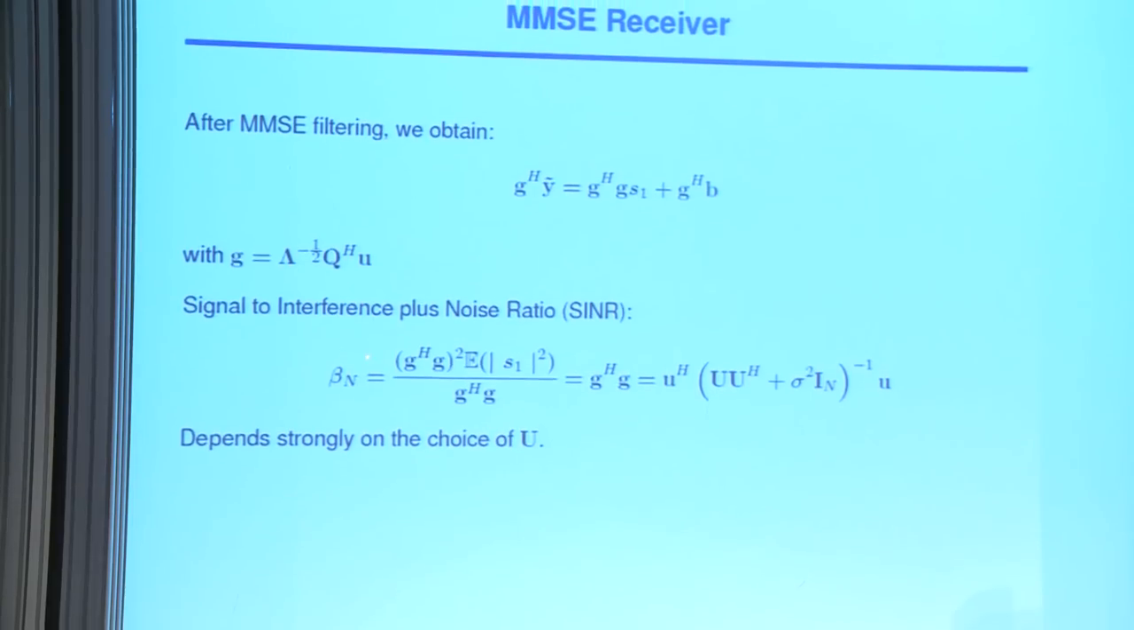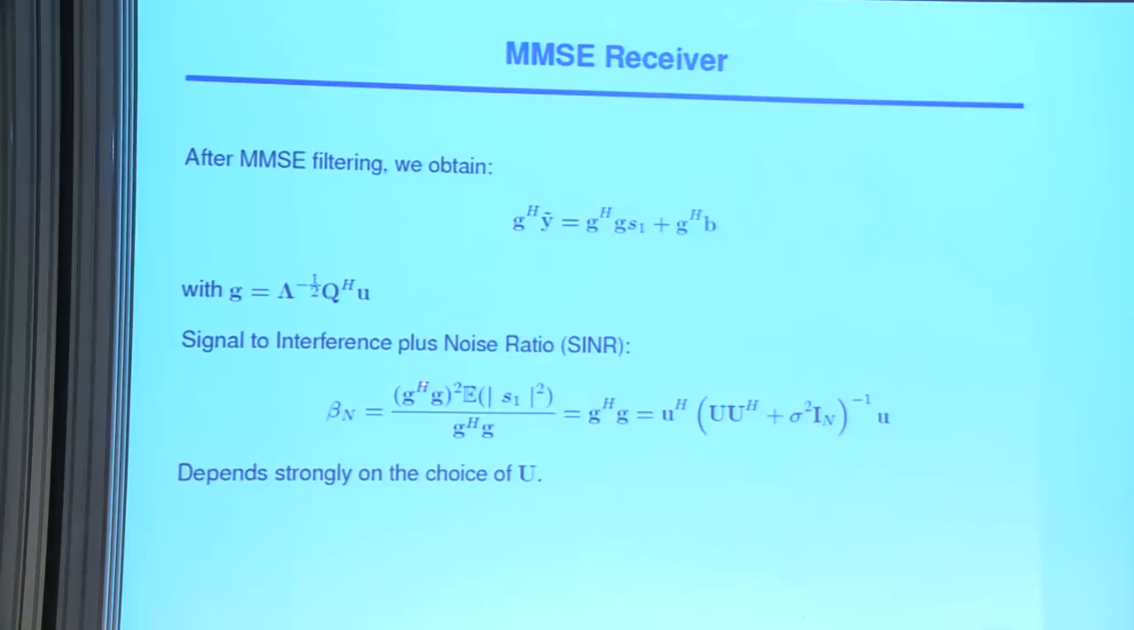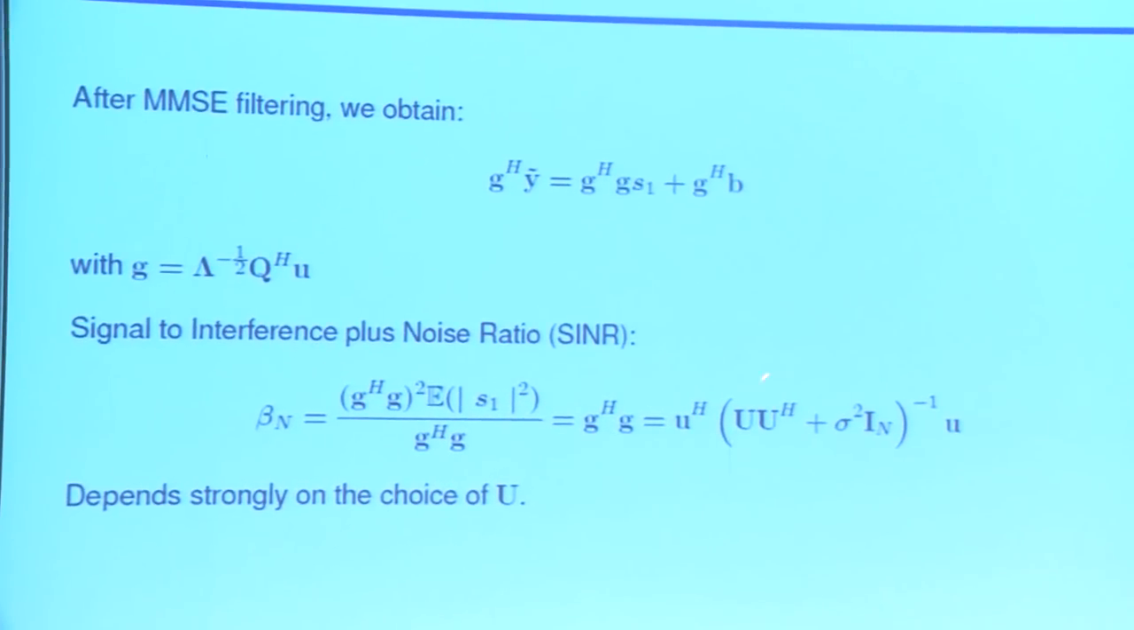So if I look at the SINR at the end, the SINR is my signal of interest, the J that I put here, divided by the J. If I look at the SINR at the end, it's a quadratic form. Everybody sees the quadratic form here? U^H multiplied by (U U^H, the other columns of my matrices, plus sigma square identity) inverse and U here. It's a quadratic form. Good.